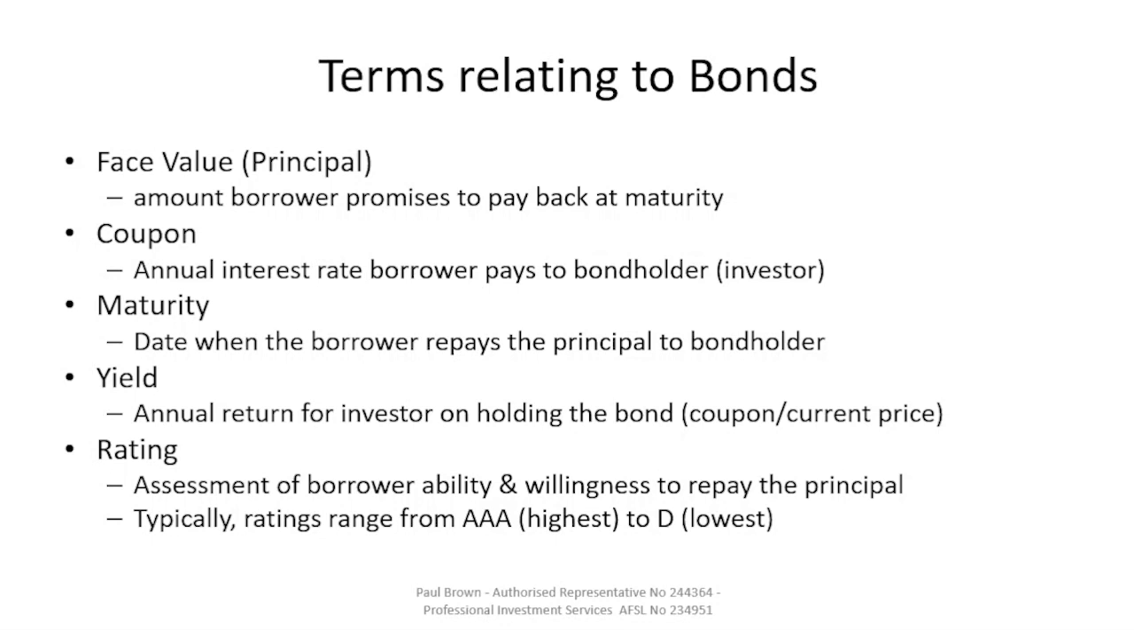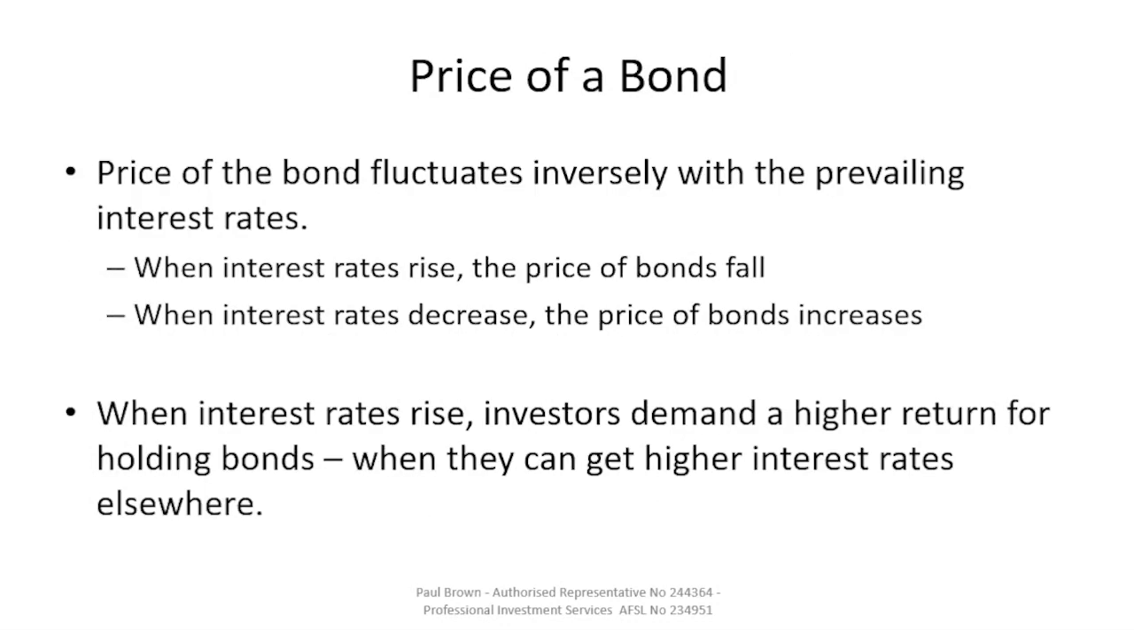Okay, and then the final one there is rating, and that's an assessment of the borrower's ability and willingness to repay the principal. And typically ratings range from AAA, which is the highest rating, to D, okay, which is the lowest rating. Okay, and so let's look at how you determine the price of a bond.